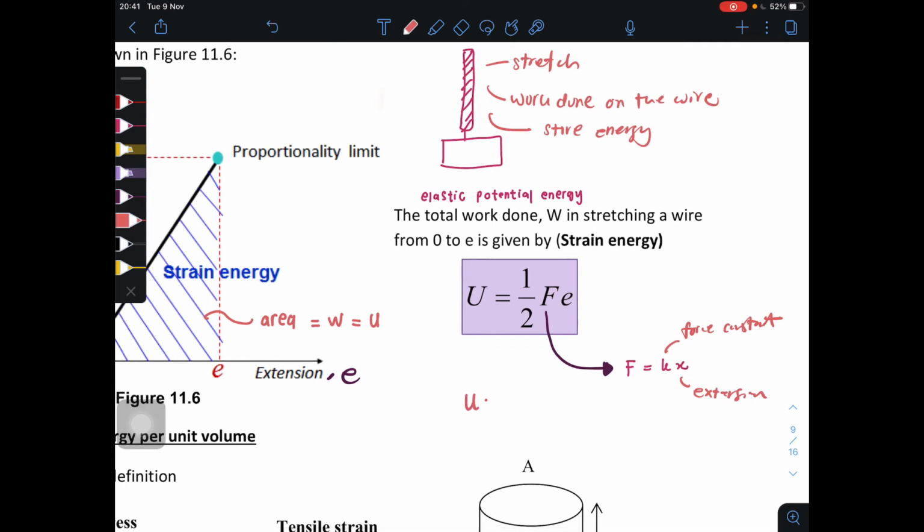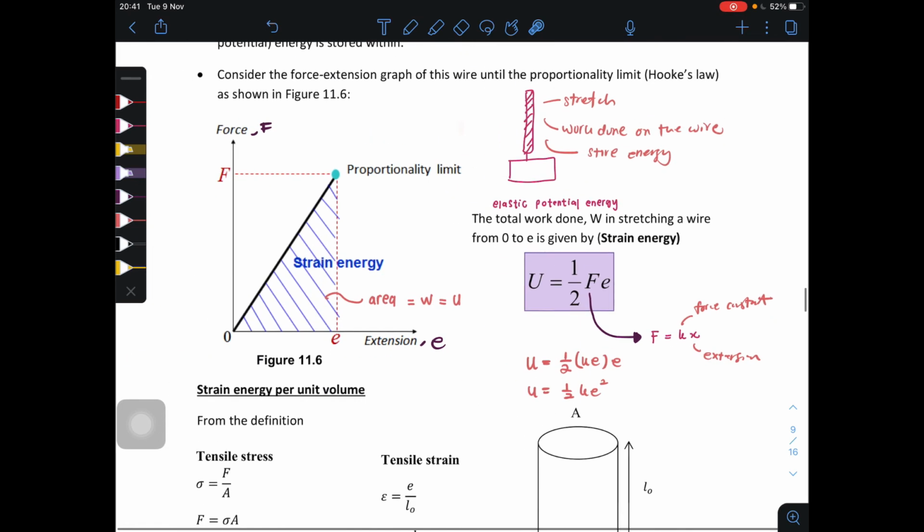So we can say that energy is equal to half Ke and then E. So kita boleh cakap lah U is equal to half Ke square. X dekat sini extension. This one kita gunakan untuk spring sebelum ni. So untuk chapter 11 kita akan gunakan E, di mana kita gunakan extension.